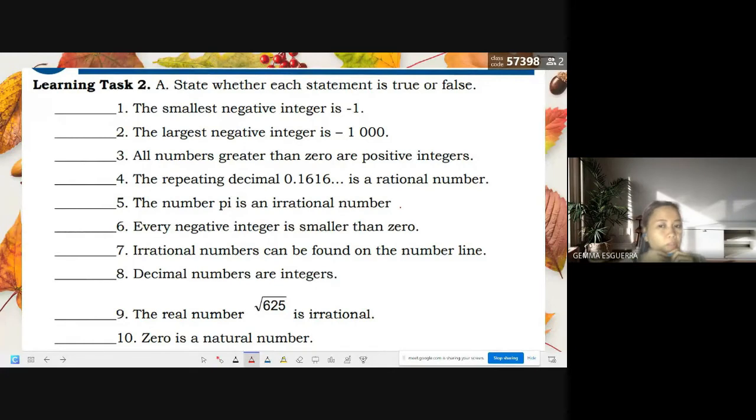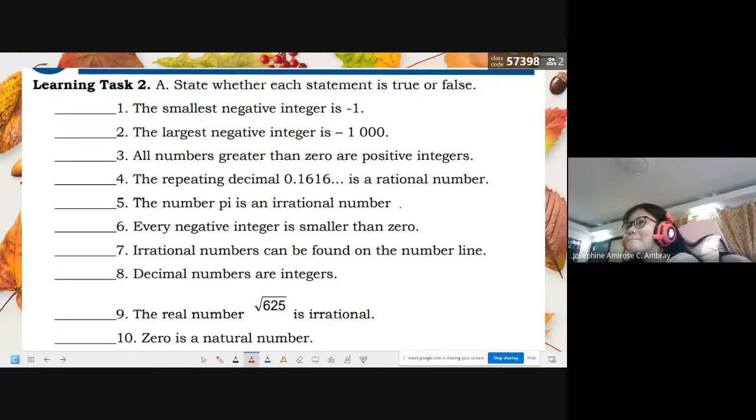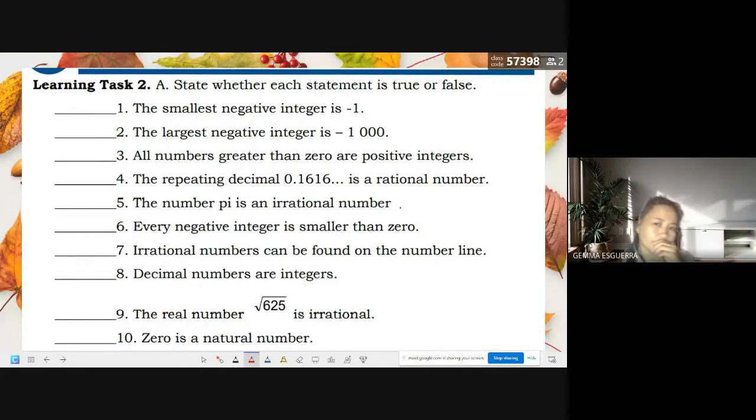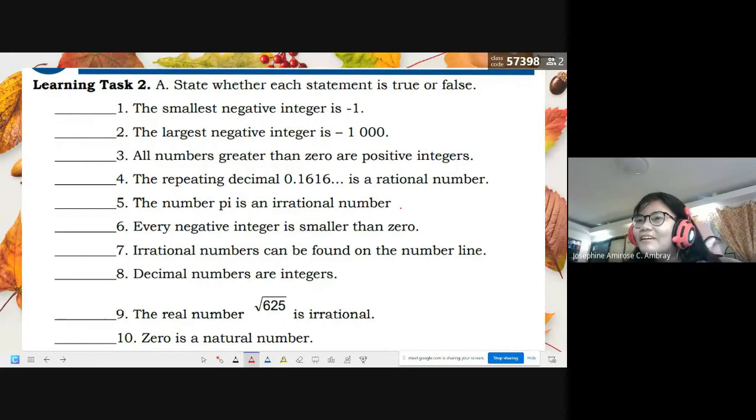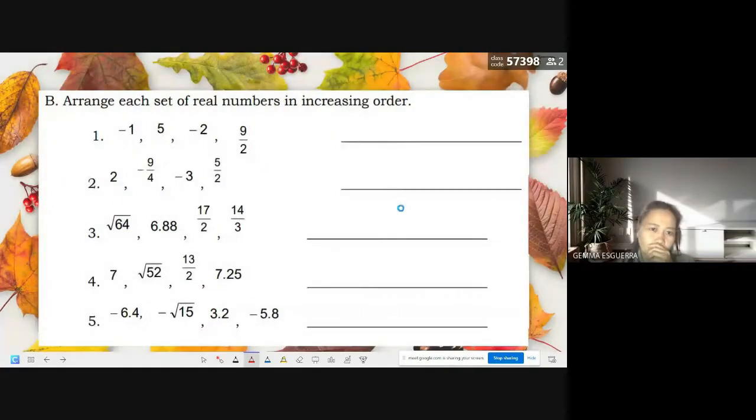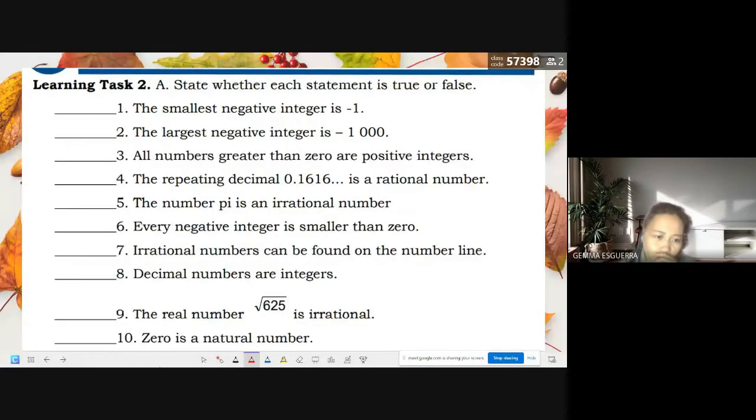Next, number 2. The largest negative integer is -1,000. True or false? Josephine. True. The largest negative integer. False po. Okay. So let's put the answers: number 1 is F, and number 2 is F.